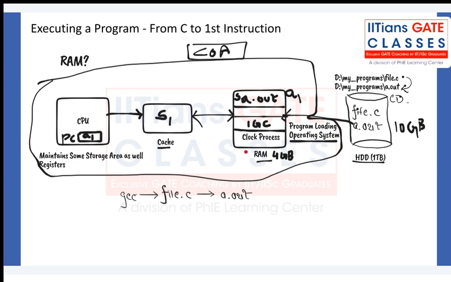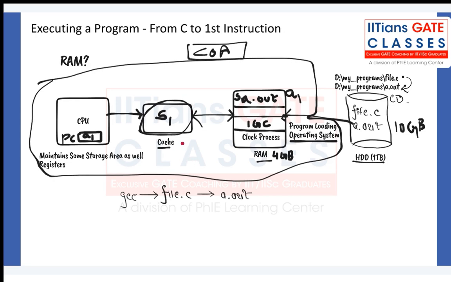my RAM is only 4 GB, but my program is 10 GB. So it turns out I won't be able to execute it. But the operating system is able to solve this by doing something called paging. That is one part of the operating system. And once the program is loaded here, then the cache comes into the picture. That is the COA part. So there is a lot of overlap between operating system and COA.